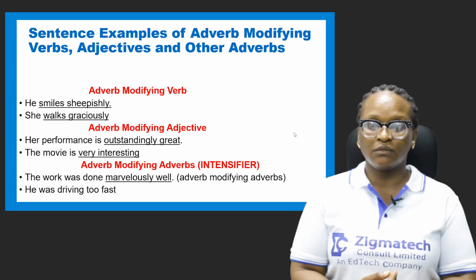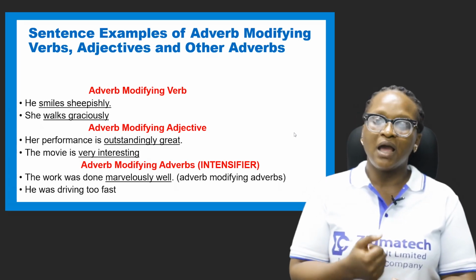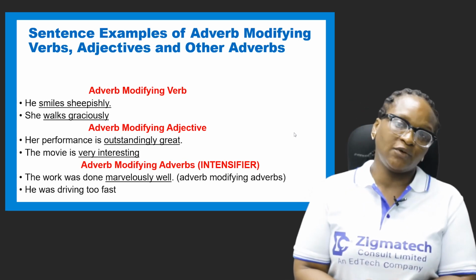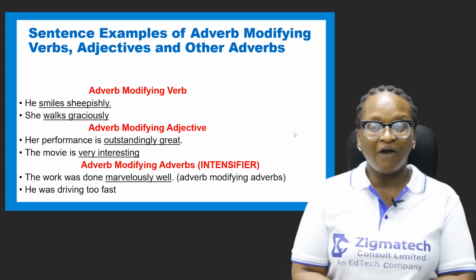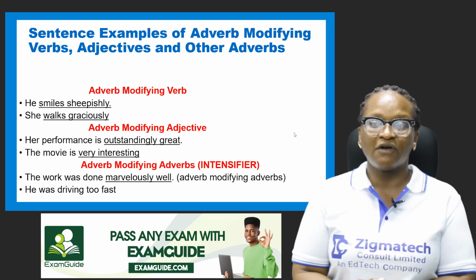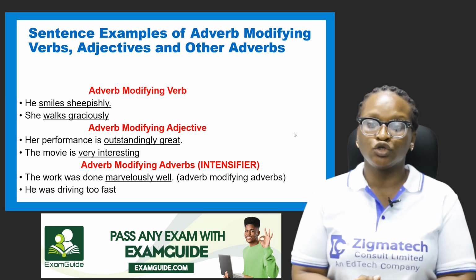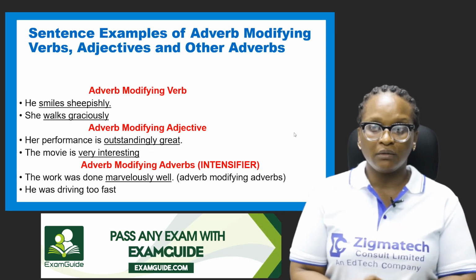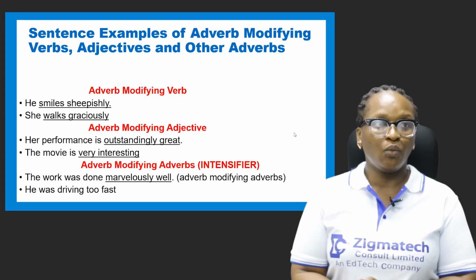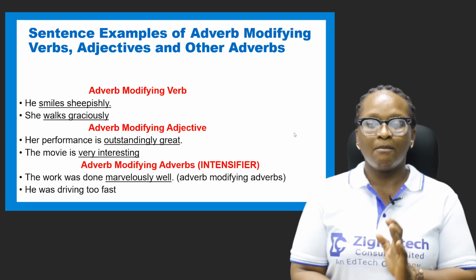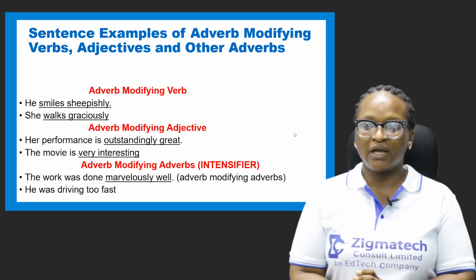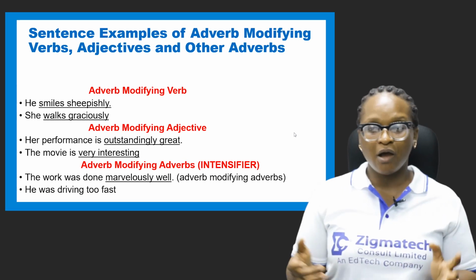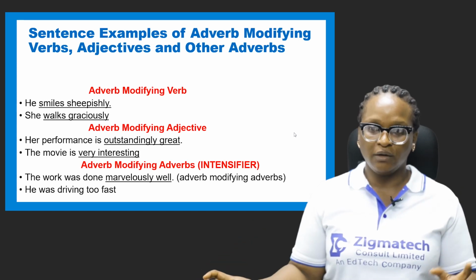All right, so the third one says adverb modifying adverbs. We said that when adverbs modify adverbs, we call them what? Intensifier. Adverbs modifying adverbs are called intensifier. So we have the examples. Pardon my not underlining the second example under adverbs modifying adverbs. So the work was done marvelously well. How well was the work done? It was done marvelously well. That's adverb modifying adverb. The degree to which the work was done. All right, the degree, how well, marvelously well. That's the degree of the work done.